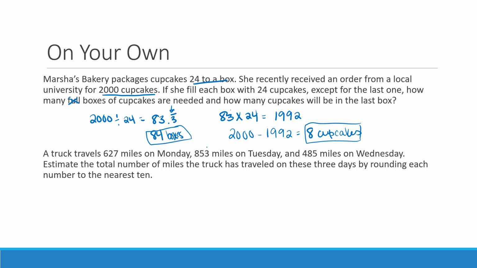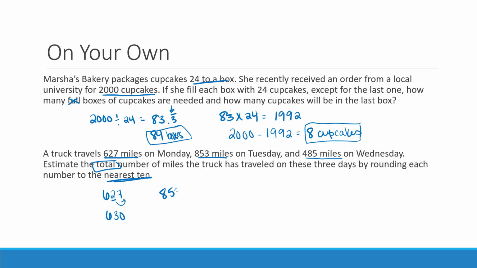Now, this one says a truck travels 627 miles on Monday, 853 miles on Tuesday, and 485 miles on Wednesday. Estimate the total number of miles they have traveled over the 3 days by rounding each number to the nearest 10. Here's that example of Ed Ready combining concepts together. So first we need to round to the nearest 10. So we're going to round the 627. There's a 7 behind it, which is bigger than 5. So this is going to bump up to 630.